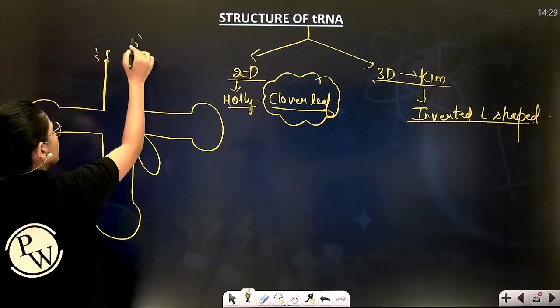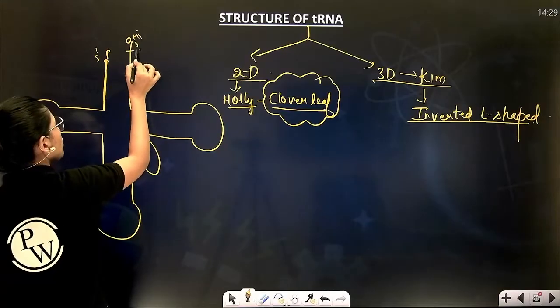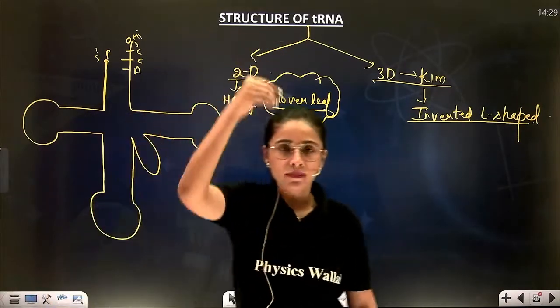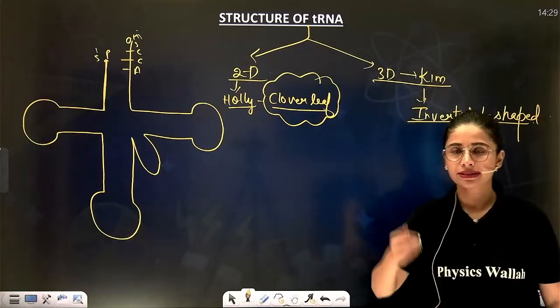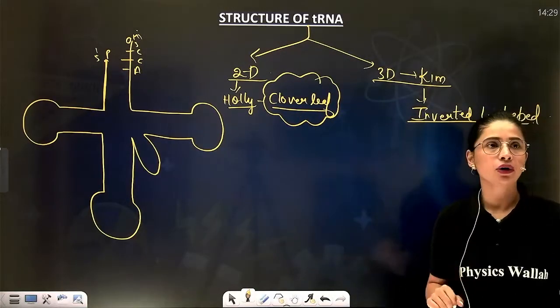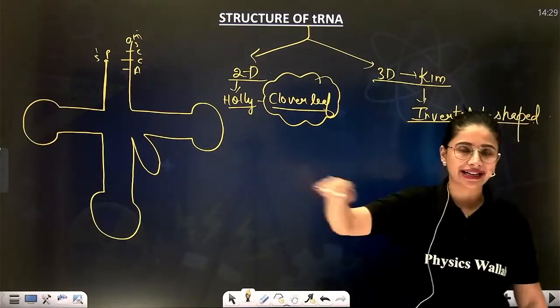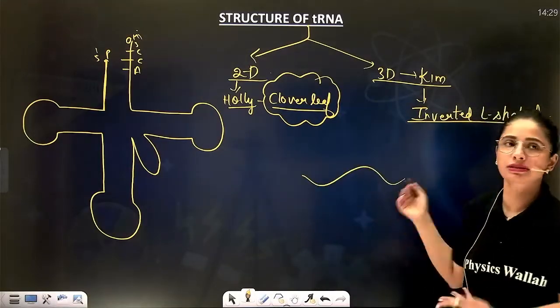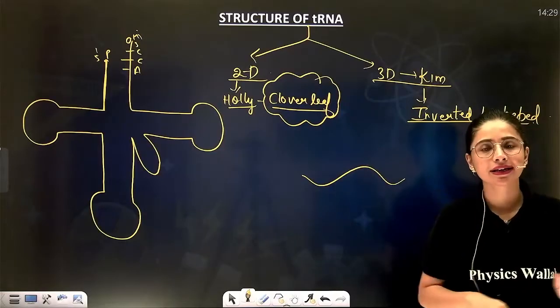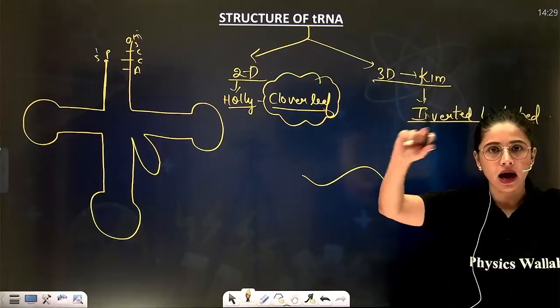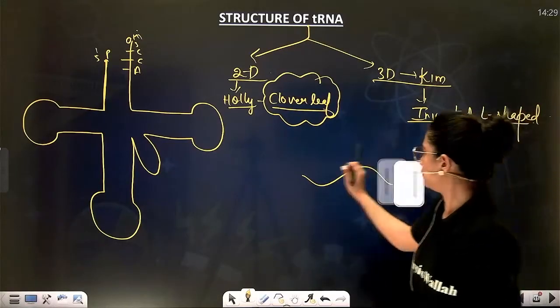3' end hydroxyl group is there, followed by CCA nucleotides from 3' end below it, CCA. This is how the structure of tRNA appears to be. It is not straight like mRNA, a straight single-stranded structure, but tRNA is slightly twisted to form arms and loops.